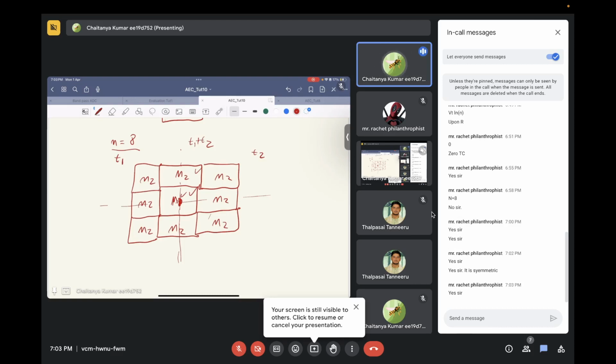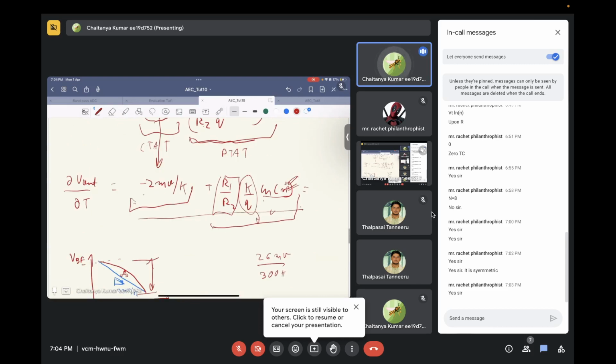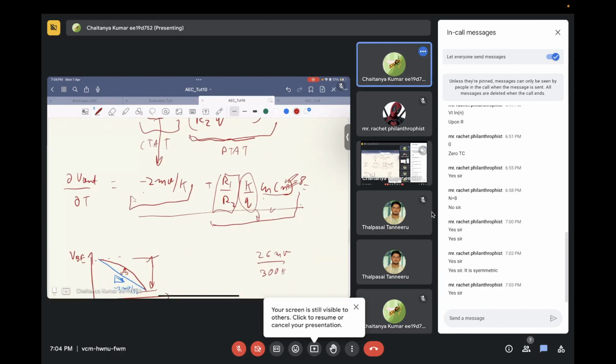So a typical number to use in a band gap reference generator is 8. If this is fixed to 8, and the KT by Q value, you know, comes out to be 26 millivolt at 300 Kelvin, you can find out your R1 and R2 accordingly. You understand?